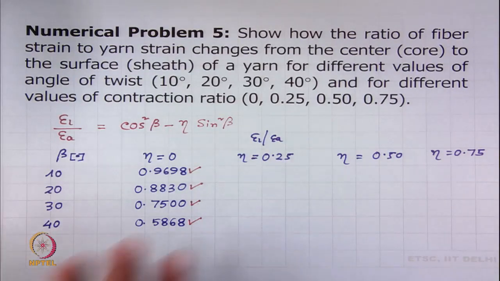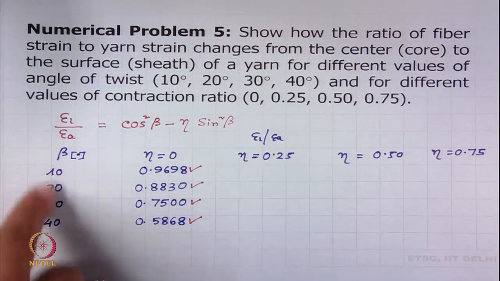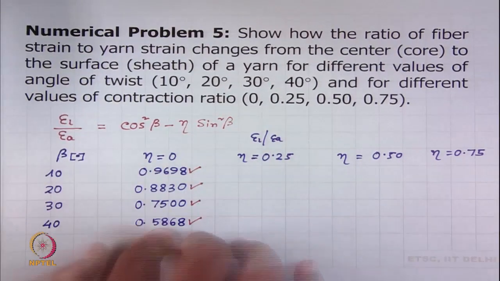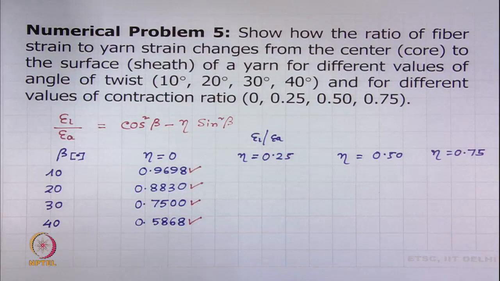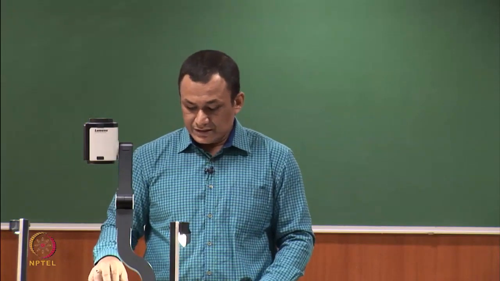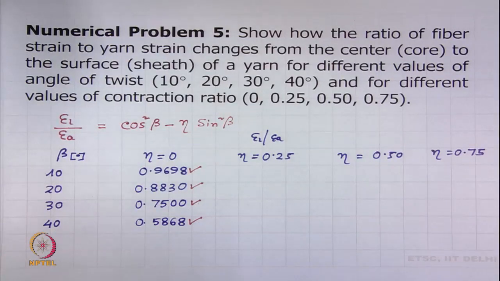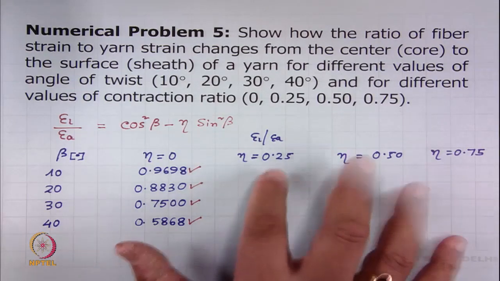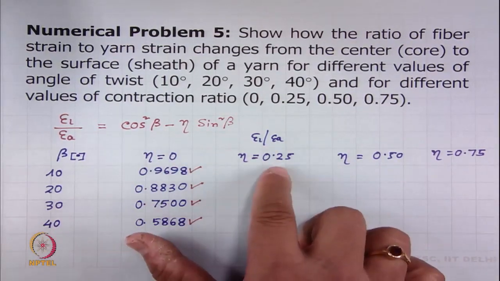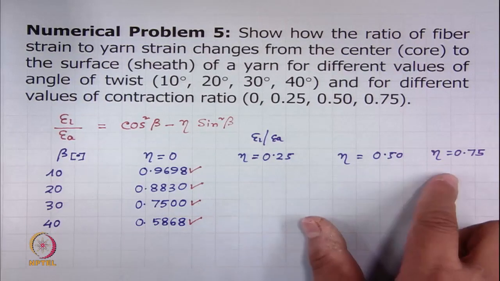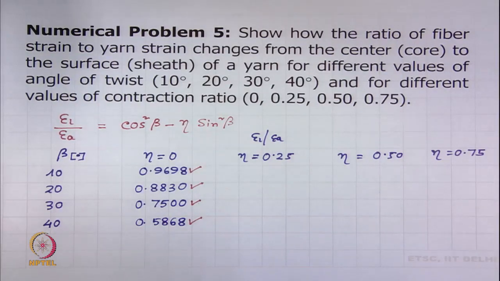What we see is that as the beta increases, this ratio decreases. That means, if we apply more twist because of the obliquity, this ratio is reducing. Similar manner, we will be able to solve what is this ratio when eta is equal to 0.25 for different angles of beta and for different values of contraction ratio. We will solve it in the next class. Thank you for your attention.